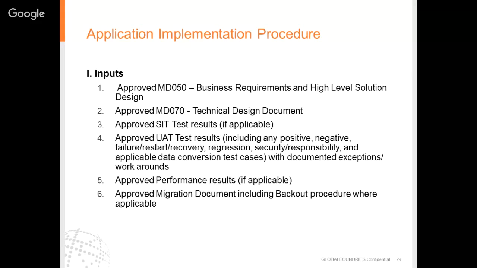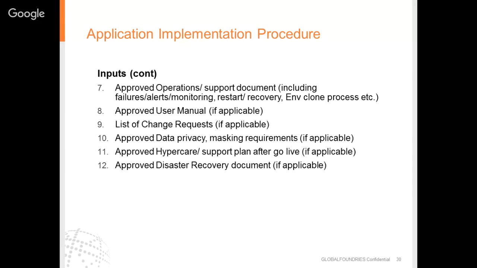Approved performance results if applicable, approved migration document including backward procedure where applicable, approved operations or support document, approved user manual, list of change requests, approved data privacy masking requirements, approved hypercare or support plan after go live, approved disaster recovery document. From point 8 to point 12, wherever it is applicable, those points have to be checked.